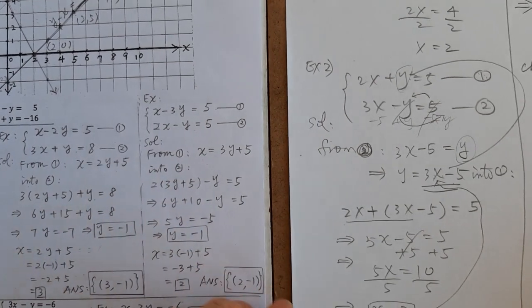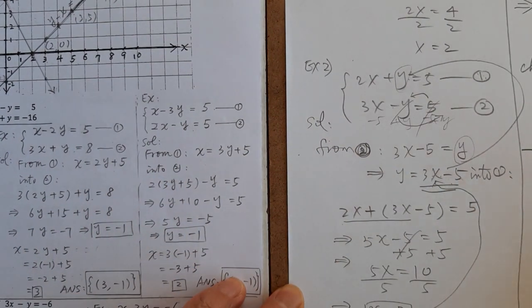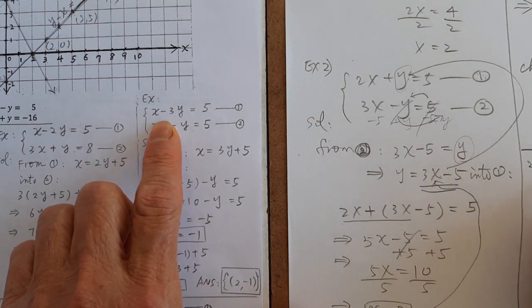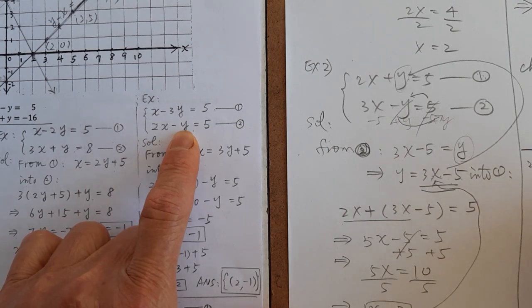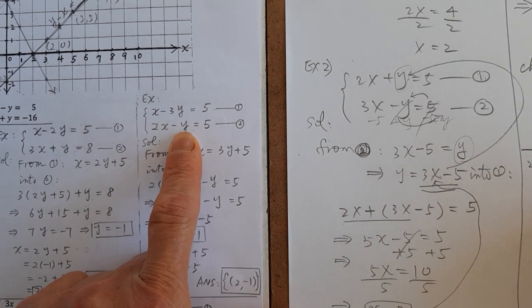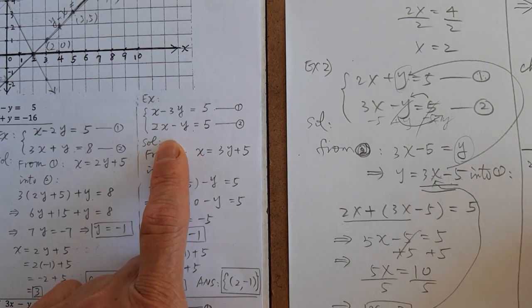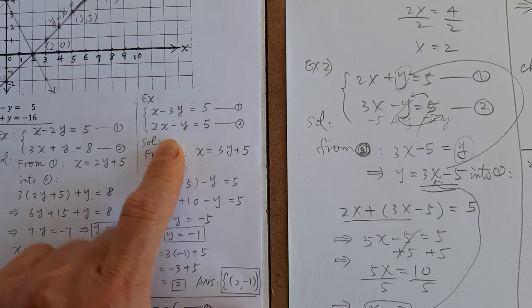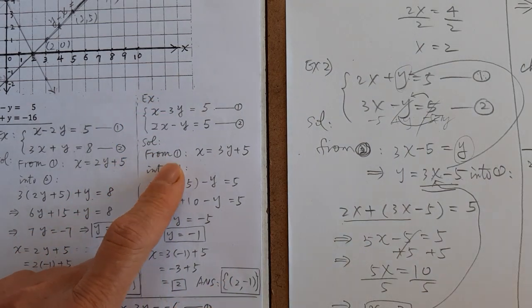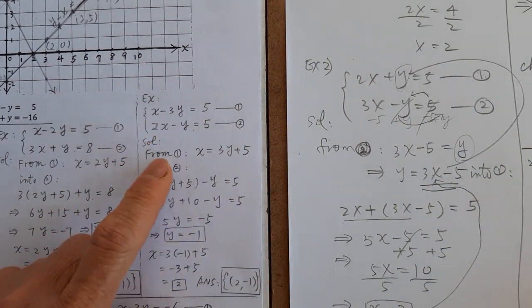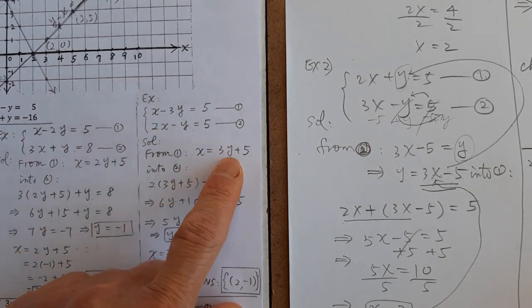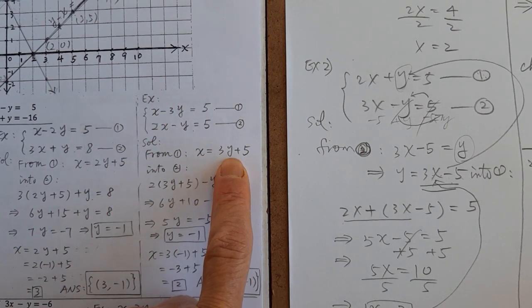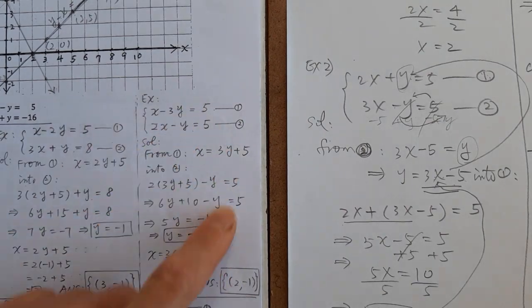Next example. Still question 2, another example. It's x minus 3y equal 5, the first equation. Another one is 2x minus y equal 5, the second equation. Two equations. Solve it. Now here my work is from the first equation, you write x in terms of y. So this one you can read it.